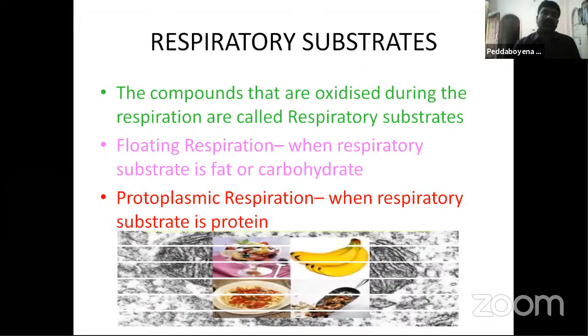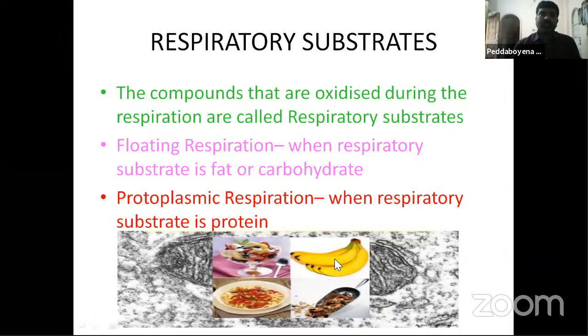Here we take some examples: carbohydrates, banana, pulses. These are some respiratory substrates. Simply understand that respiratory substrates are those which are oxidized during respiration for releasing energy. Those substrates are called respiratory substrates. Generally, different kinds are there: carbohydrates, proteins, fatty acids, organic substances.